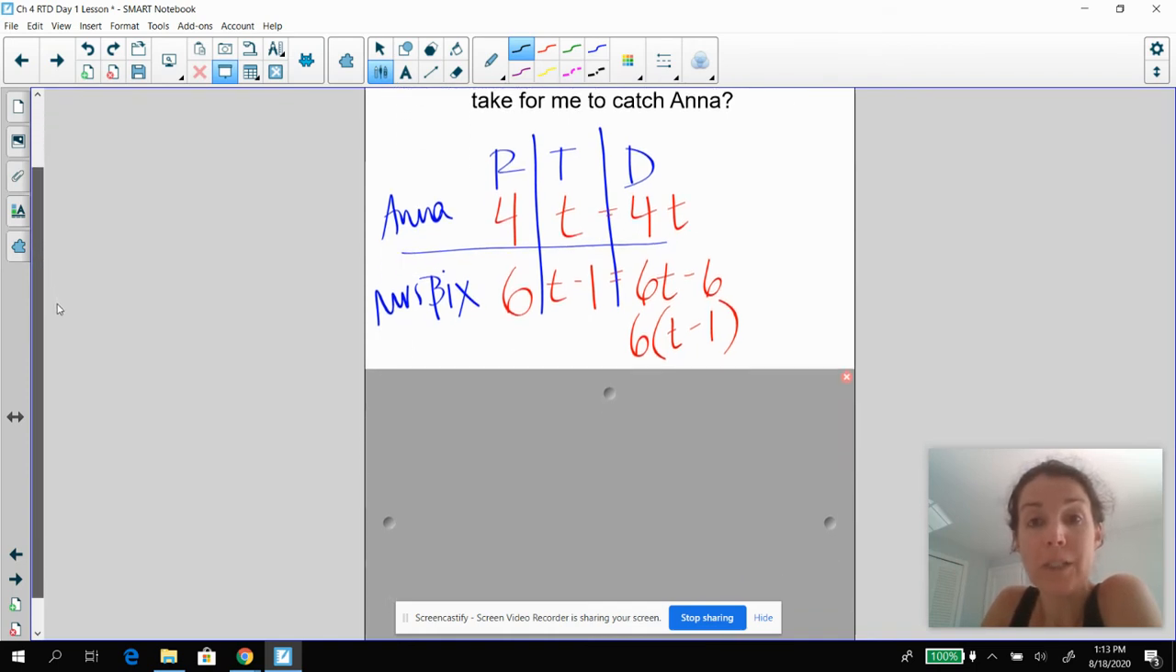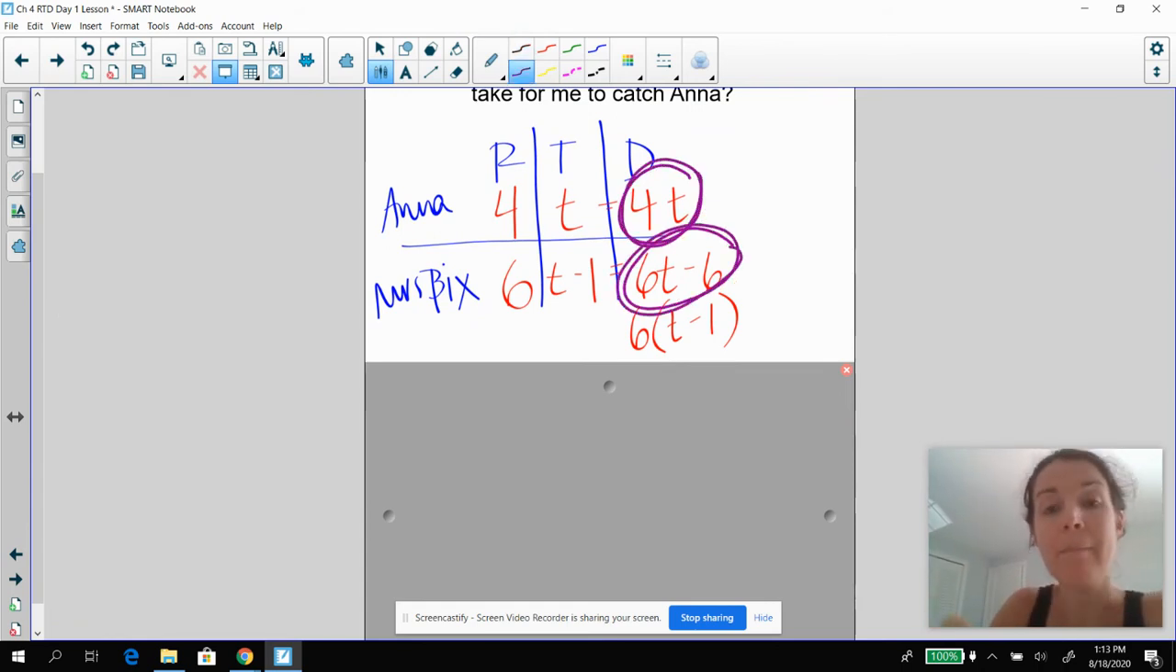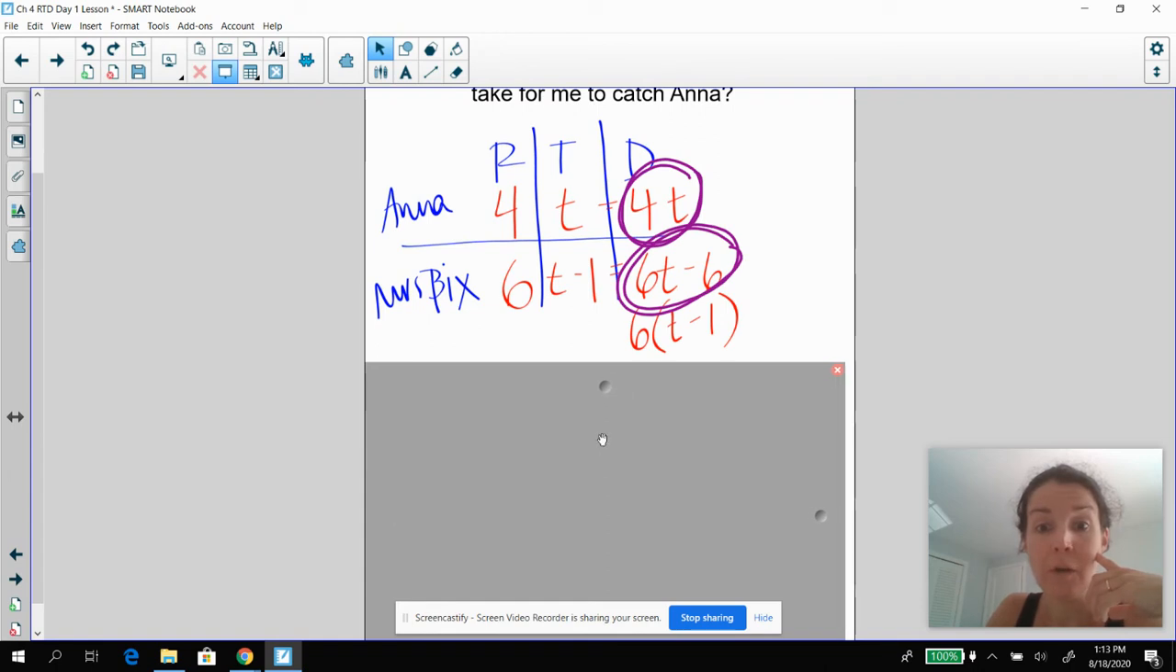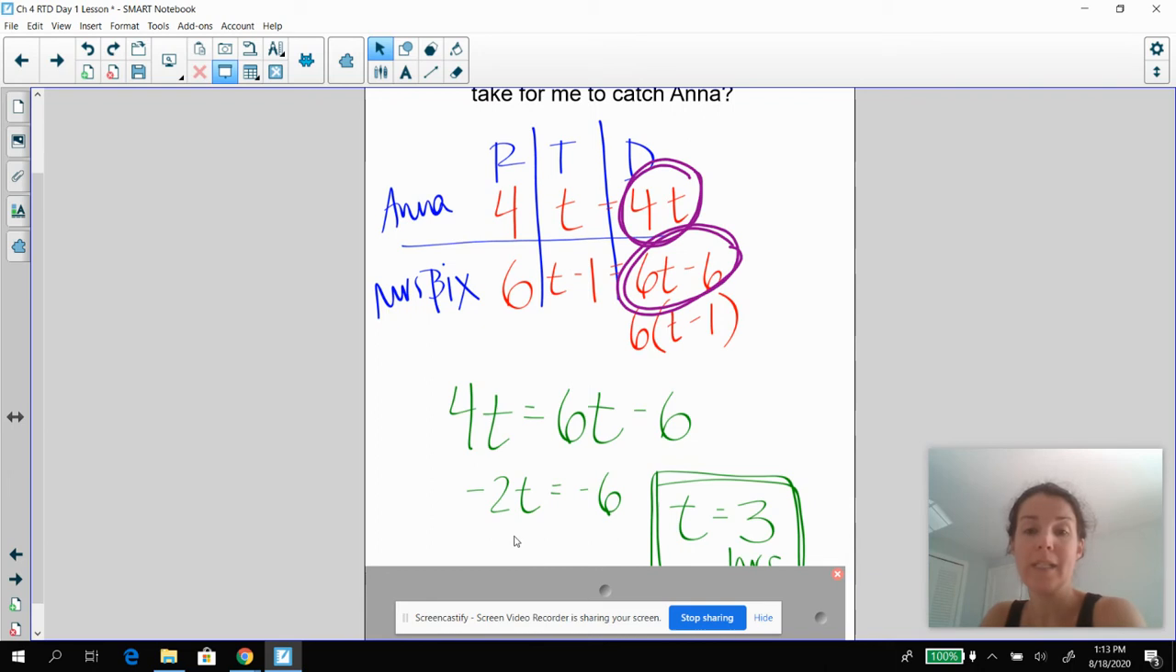So hopefully yours looked like this. And remember, the distance is the most important thing here. So here's Anna's distance and here's mine. Because I'm catching Anna, I'm going to set those two distances equal to each other. So I'm going to pull this guy down. And your equation's 4t equals 6t minus 6. And so then you get t equals 3 hours.